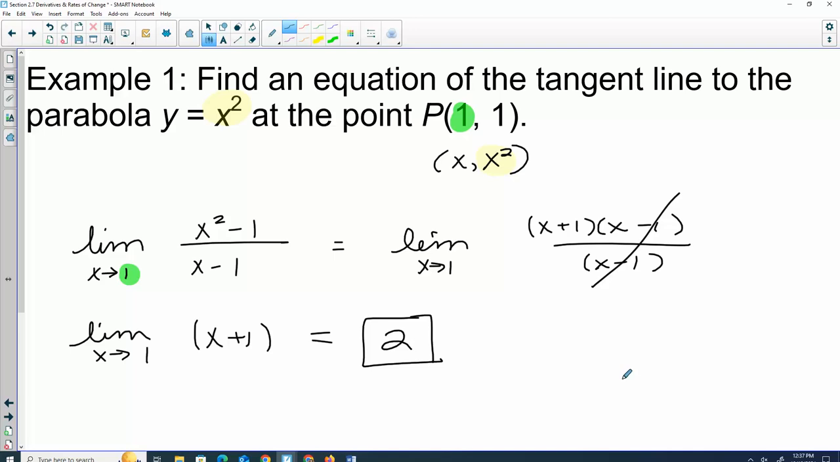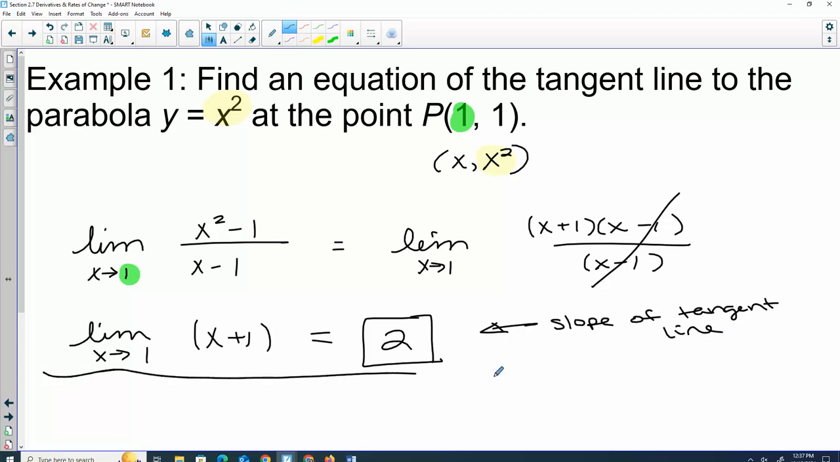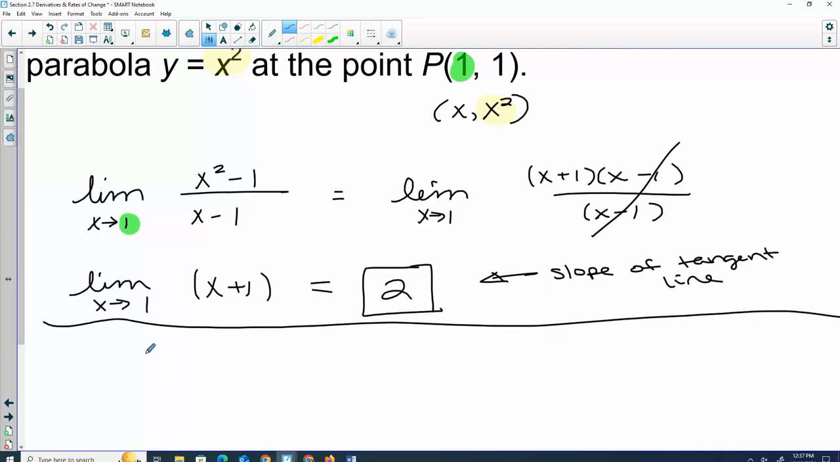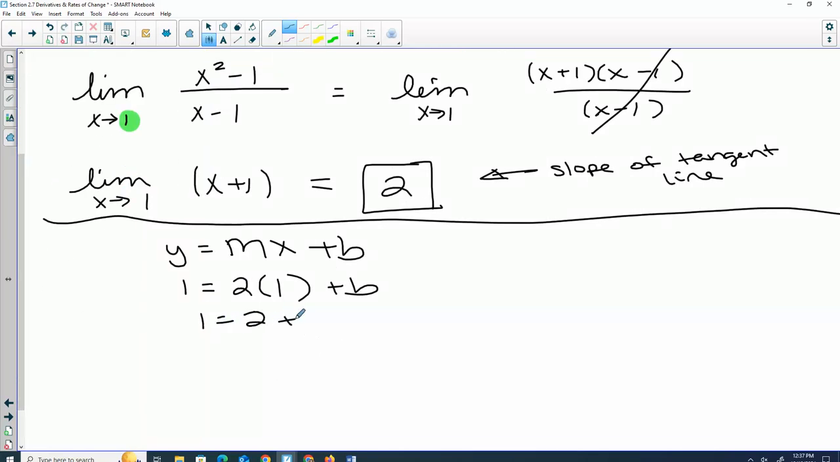Faith is good. So once we cancel, we can plug our 1 in and we get 2. So that means 2 is the slope of the tangent line, right? Equals 2. So then we have to plug in something for y and x to find the equation. So now I asked for the equation. So how do we write the equation of a line? Y equals mx plus b. So if we use the point that we were given, y is 1, m is 2, x is 1, plus b. B is negative 1. So our equation is y equals 2x minus 1.